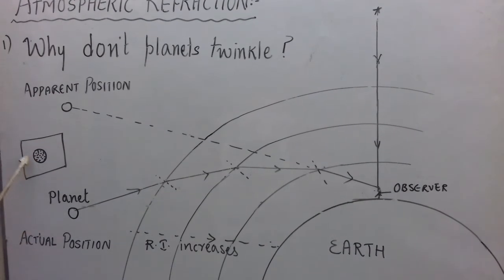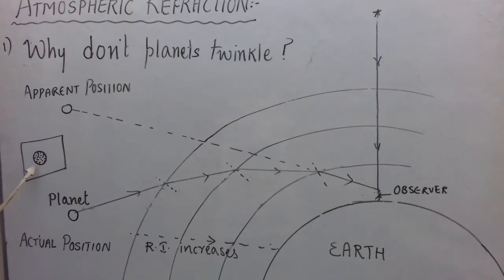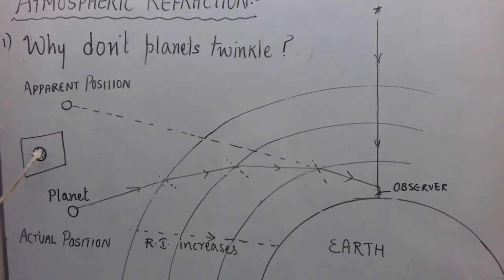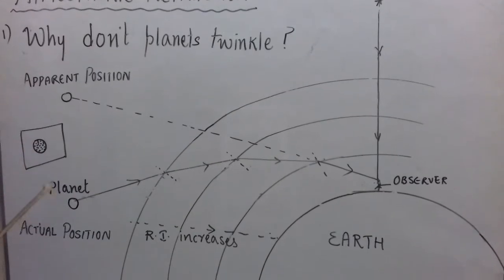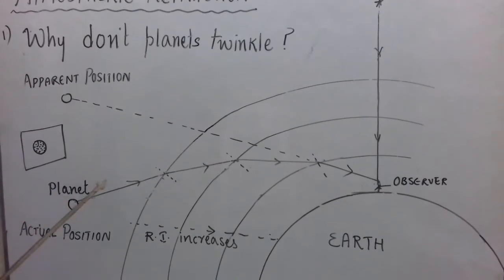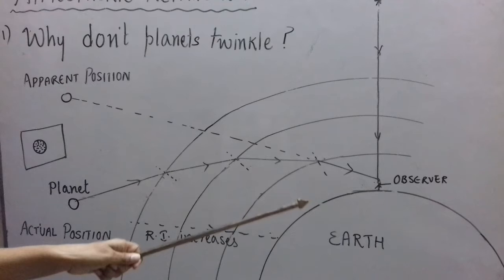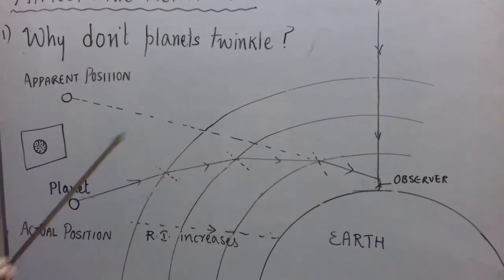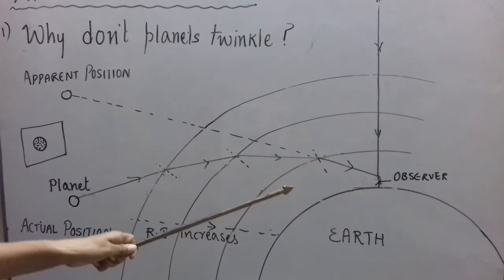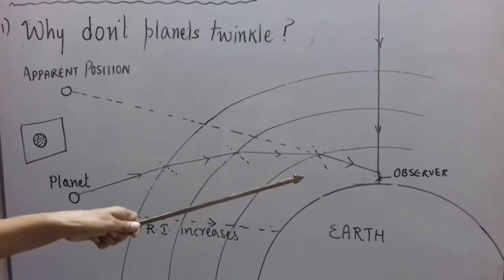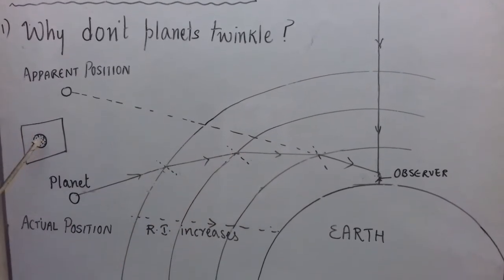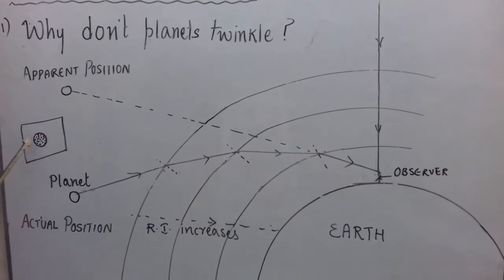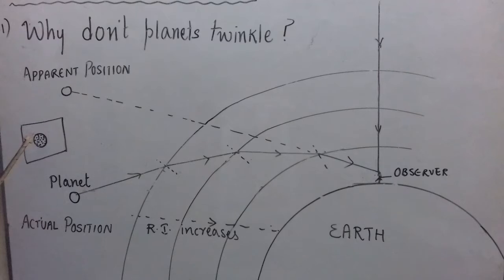So as planet is an extended source, we can consider it is a collection of large number of point sources of light. So when light from planet enters into the observer eyes, it keeps on refracting as in the case of stars, but total amount of light entering into the observer eye from different point sources which are present in the planet, total amount of light remains almost fixed.